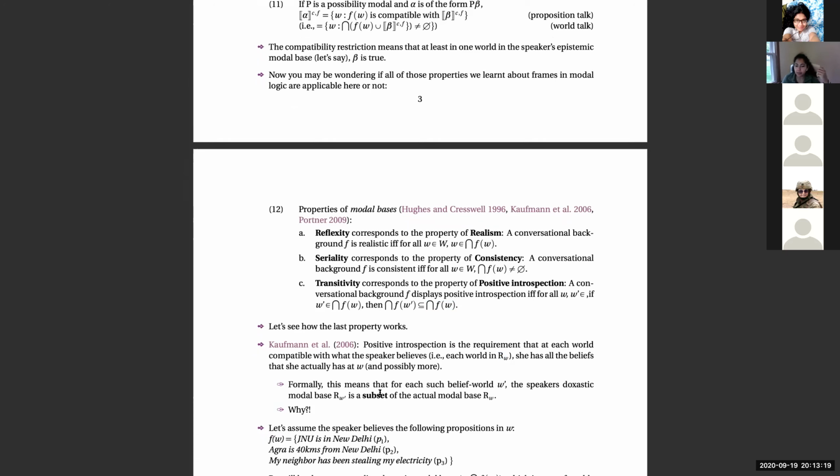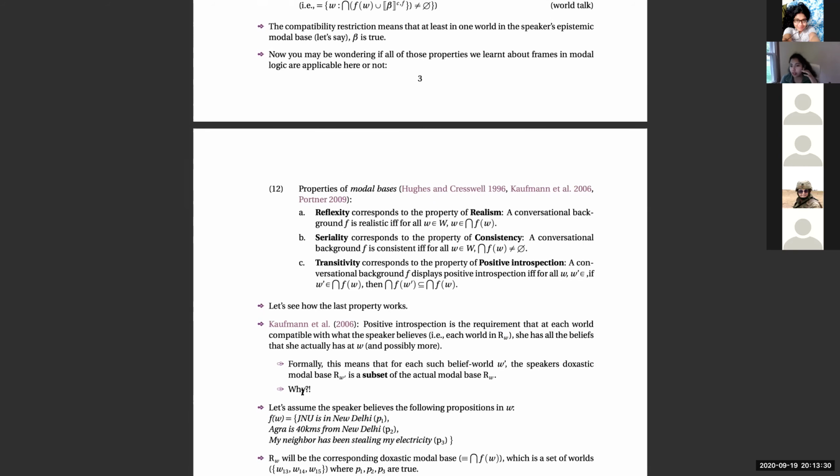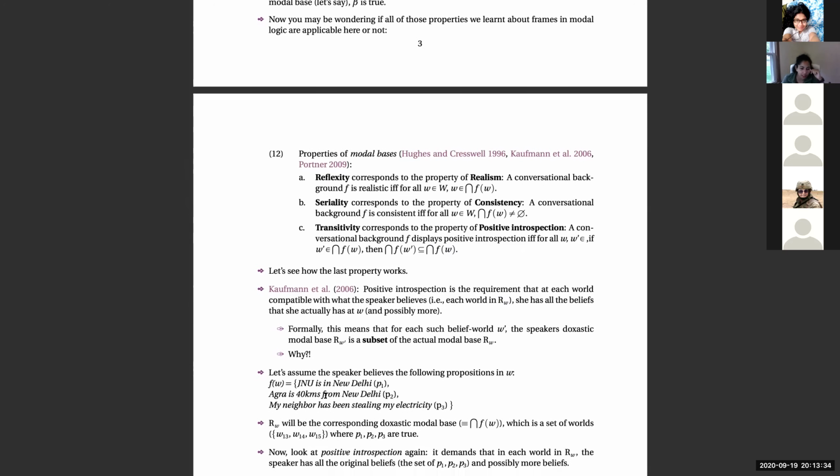So formally, this means that for each belief world W prime, the speaker's doxastic modal base RW prime is a subset of the actual modal base. Now, how on earth is this thing going down? Okay, so let's hear some examples. So let's say we have a speaker who believes 3 propositions. Okay, they believe that JNU is in New Delhi. Let's call that P1 that the speaker believes. They believe Agra is 40 kilometers from New Delhi, which is not true, but still anyone can believe anything, right?